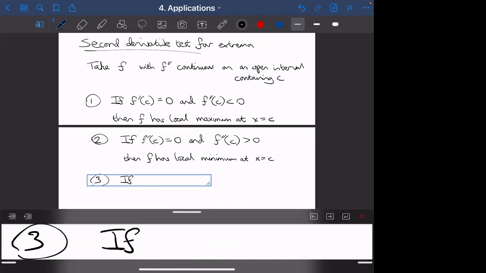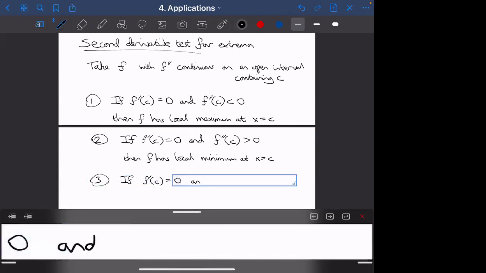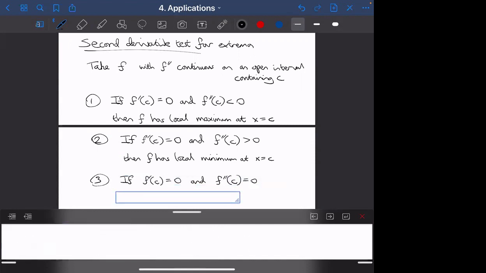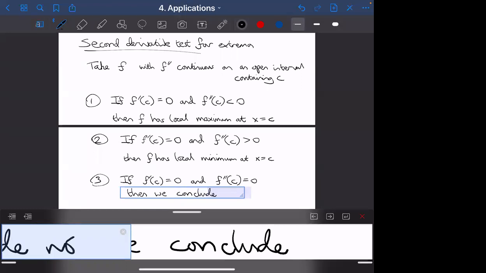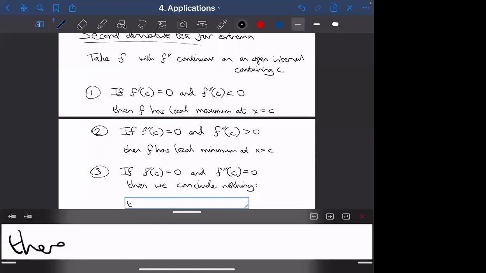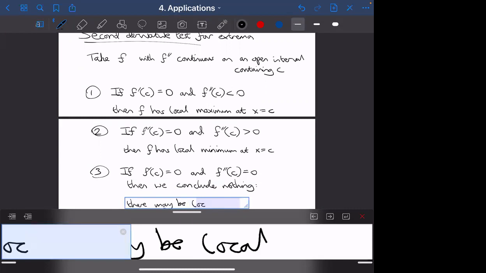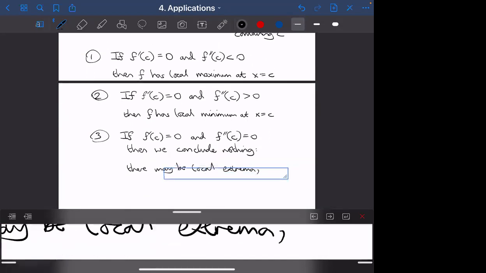But careful, if f prime c is 0, but the second derivative is also 0, then we conclude nothing. There may be local extrema, or maybe not.